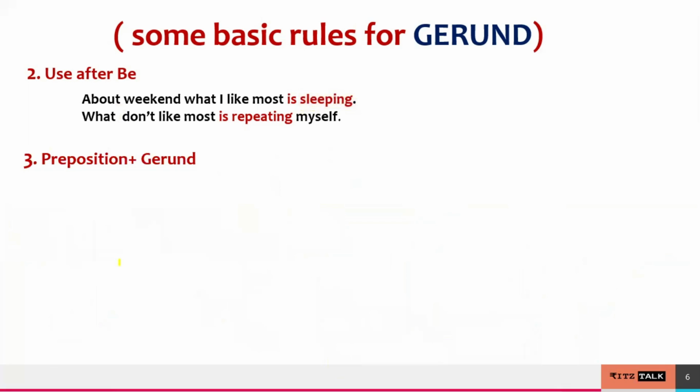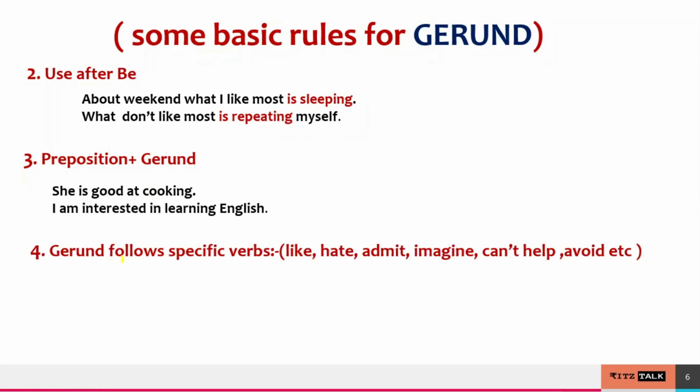Let's move ahead. Okay, number 3 is preposition plus gerund. She is good at cooking. She is good at dancing. I am good at speaking. I am good at acting, whatever. I am interested in learning English. So here, at, in, these are prepositions, and cooking, learning are gerund.